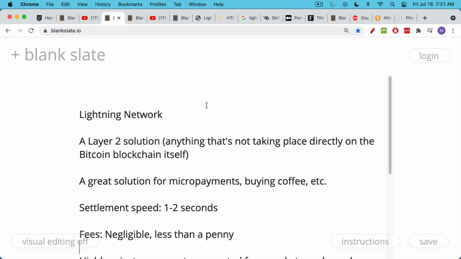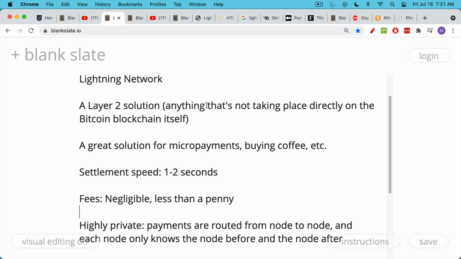It's extremely fast. Settlement speed is basically just limited by your internet connection. It can be instantaneous, 1 second, 2 seconds, but very, very fast. But in contrast to the base layer itself, the Bitcoin blockchain itself, which produces blocks every 10 minutes, the Lightning Network increases the speed here.